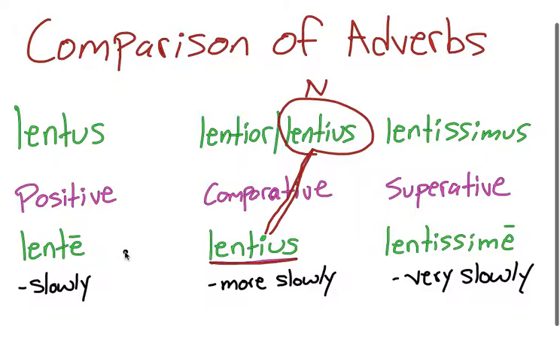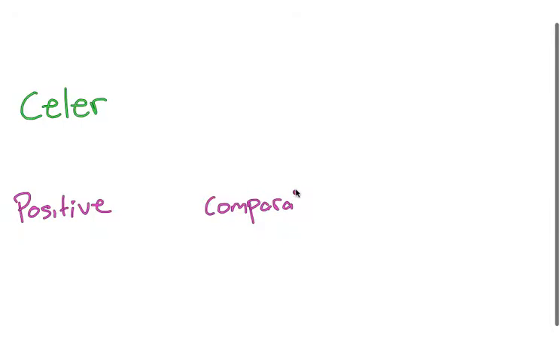Okay, now we're going to look at how to do this for a third declension, which is really the same way. Okay, so I'll give you a third declension adjective. We'll use celer. Okay, celer means swift or quick or fast. So we're going to set up positive, comparative, and superlative. Okay, remember the vocab entry for celer is celer, celeris, celere. So the base of celer is actually celer.